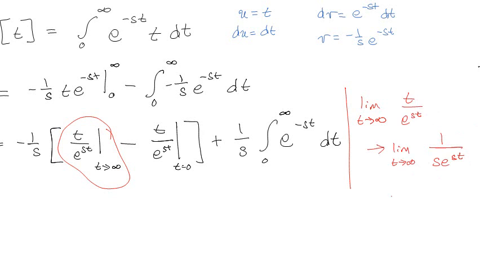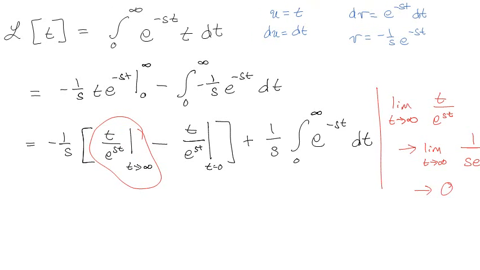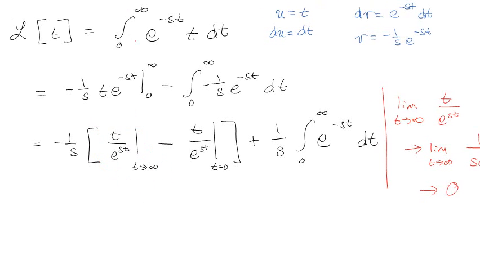Now as t goes to infinity, it's going to go to 0 because it's 1 divided by a huge number, so that just goes to 0. Okay, so this goes to 0. That goes to 0 too, because the t is 0, and on the bottom I have 1, so 0 divided by 1 is 0. Which is nice, because that just leaves me with the 1 over s term.